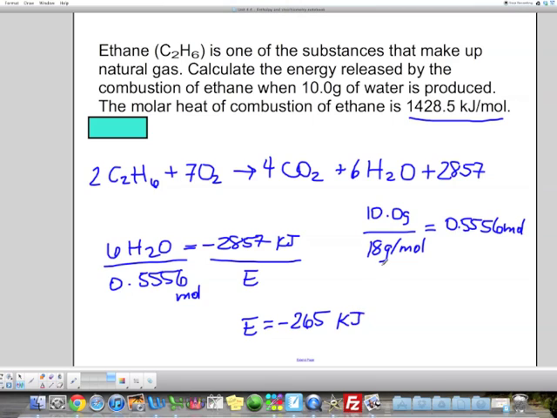Okay, so when 10 grams of water is produced, or in other words, 0.5556 mole of water is produced, by doing a ratio based on my reaction equation, I get that for this amount of moles, this amount of energy will be produced. So there you have it.